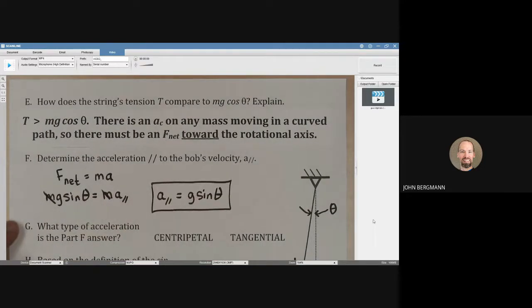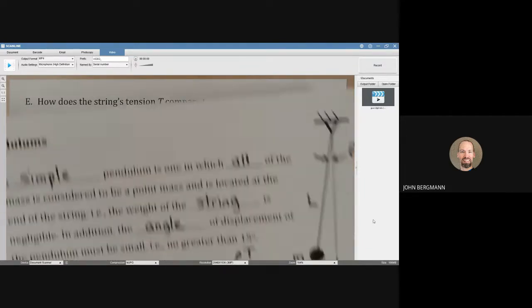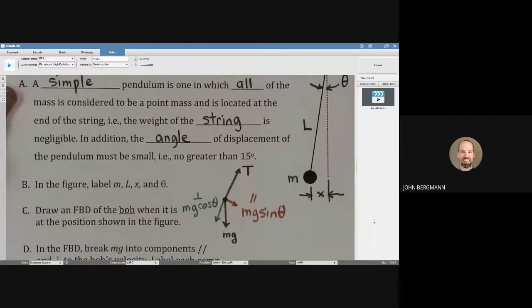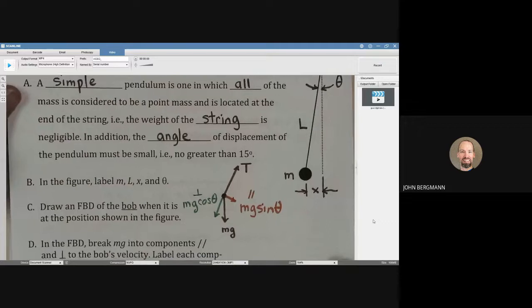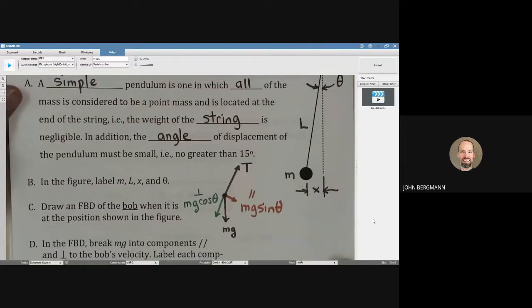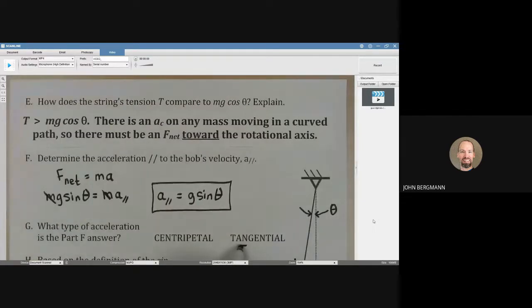Letter G. What type of acceleration is that? Is that a centripetal or is that a tangential acceleration? Look at our picture here. It's definitely not centripetal, because centripetal would be pointing towards the center of the path. I'm going to have to circle tangential there.